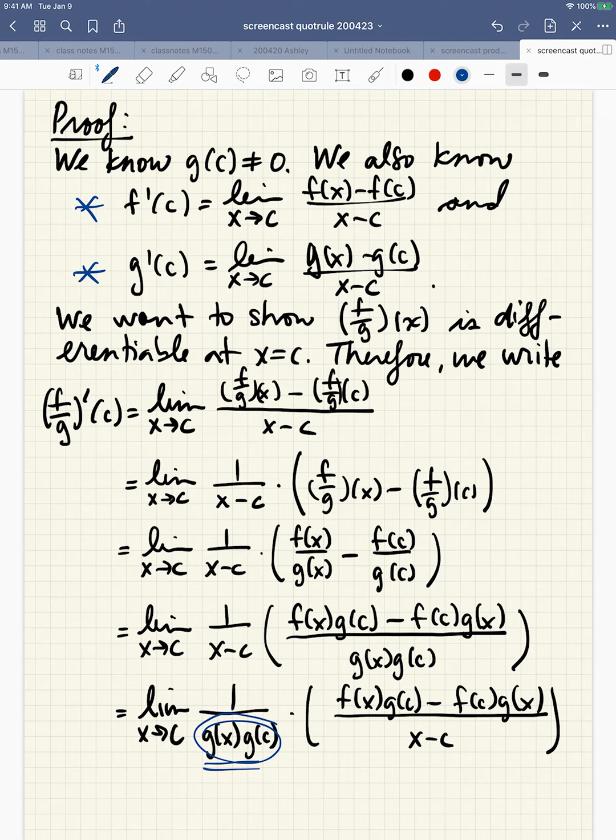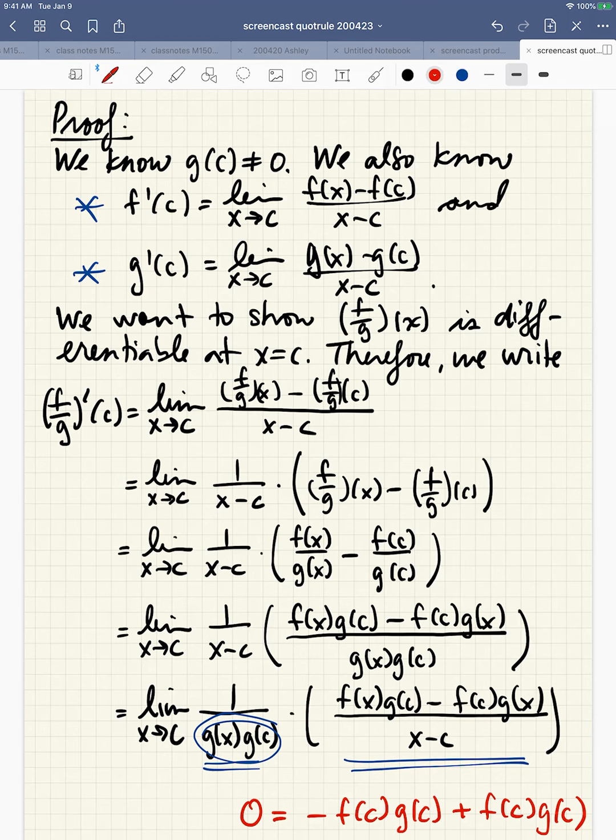So I'm going to let that alone for a while, and we're going to focus our attention here. What I'm going to do in the next step is take this and put it upstairs in the numerator. And if you look at it, that's just 0. So I'm going to be adding 0 to my numerator, but a particular type of 0 that's going to be of big help to me. So that's the next step.